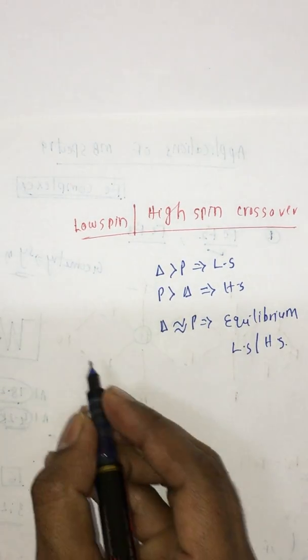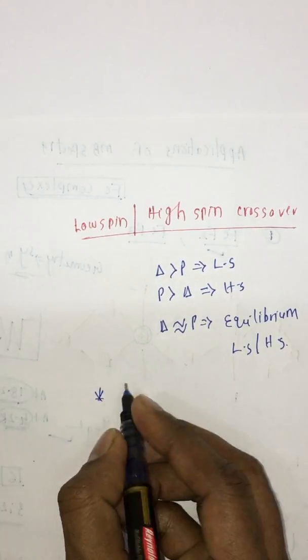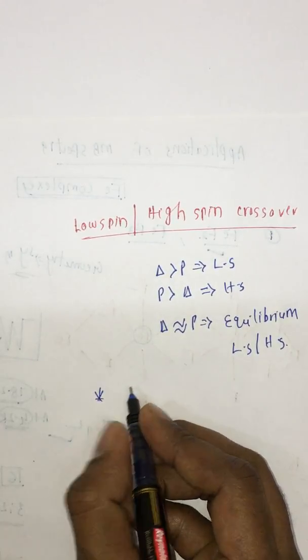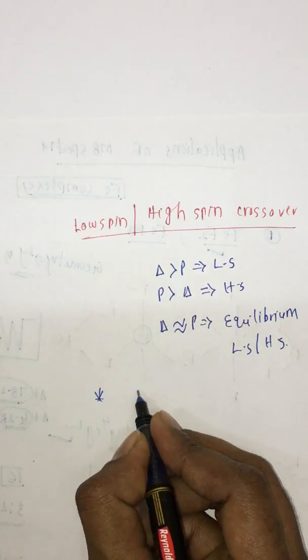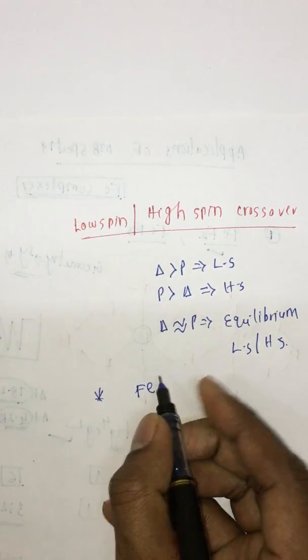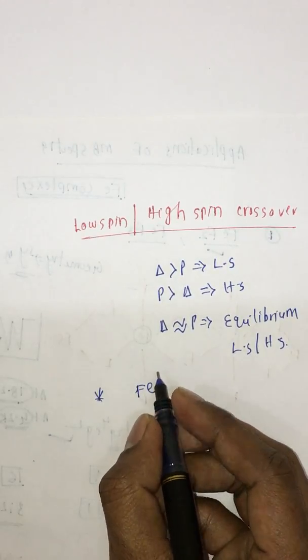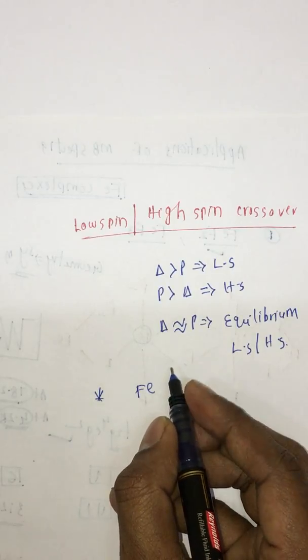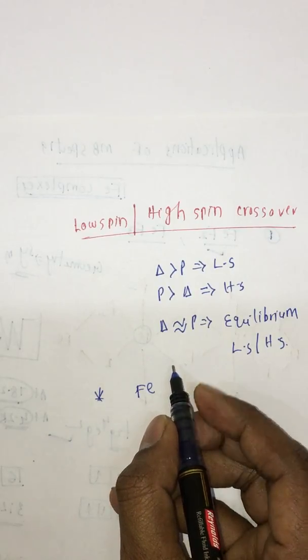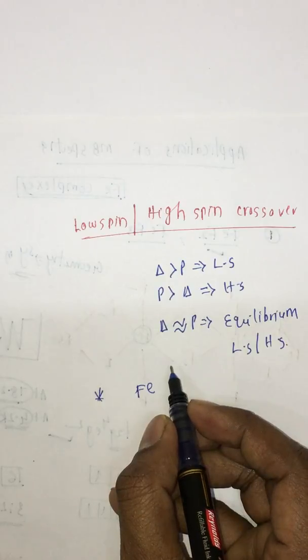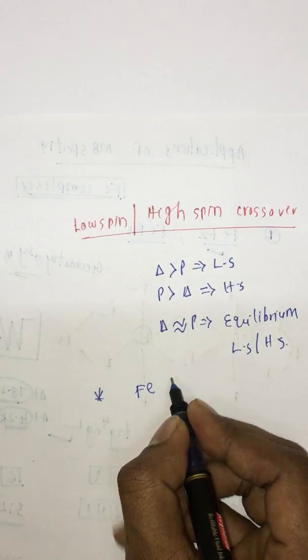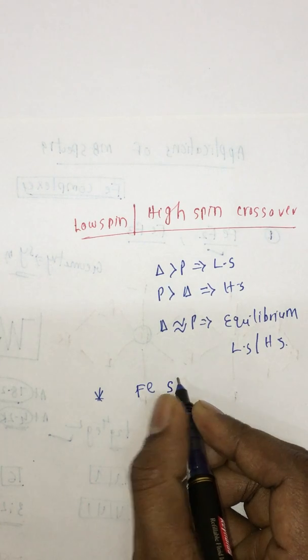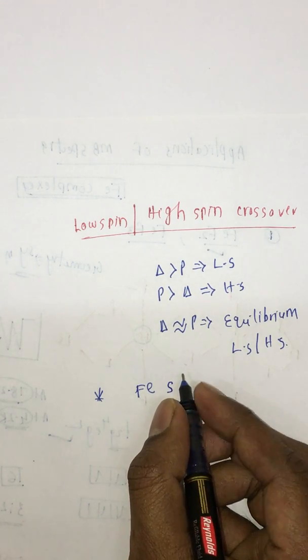So here we have one example, Fe SCN. I think I forgot that example.